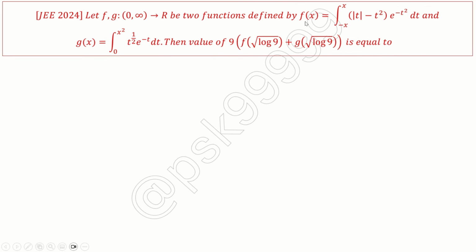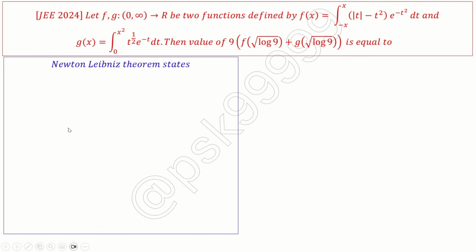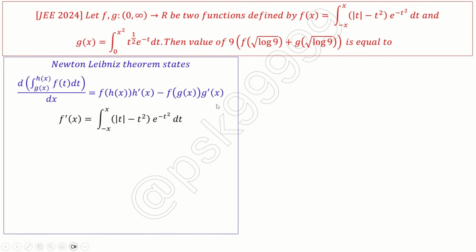So what you can do is first find f dash x and g dash x, add them, f dash x plus g dash x, and then integrate them. That's easy. If I differentiate, I have to apply the Newton-Leibniz formula, correct? So let's use the Newton-Leibniz theorem and solve these things. This is the basic theorem which I use. First, f dash x is the derivative of the integration from minus x to x of absolute t minus t square e to the power of minus t square dt. I can directly apply this and substitute the limits x and minus x. Then it will become absolute x minus x square into e to the power of minus x square, minus the value at minus x, so it will become 2 times.